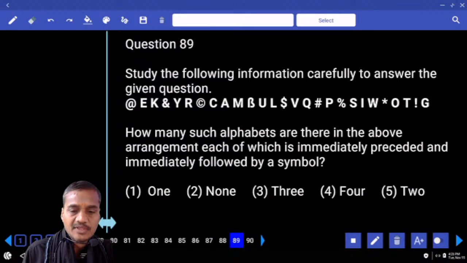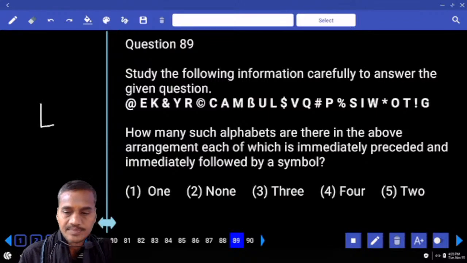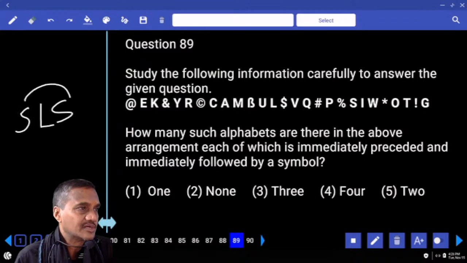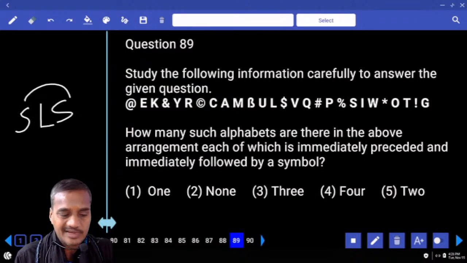Then 89, how many such letters are there, each of which is immediately preceded and immediately followed by a symbol. And the symbols must be in the alternate places. In between, there should be a letter. Now tell me how many are there of such category?